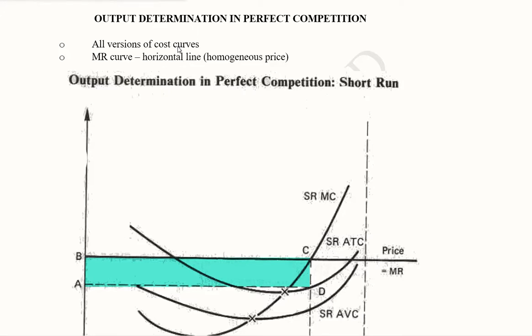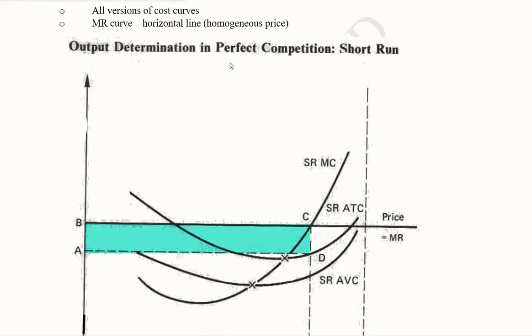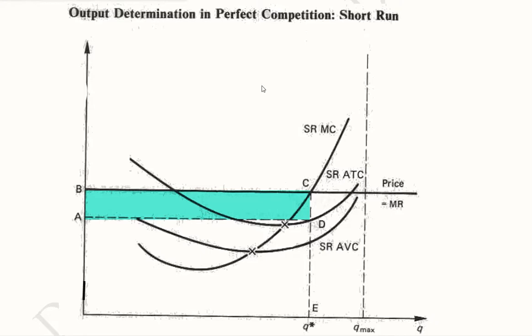We are using all of the cost variants that we studied in the short run: marginal cost, average cost, and all those variants. And we have a marginal revenue curve, which is a horizontal line, because in perfect competition the price is given and is determined by the market forces and is not influenced by the sellers or the buyers. So this is the price and marginal revenue curve. This also shows the demand in case of the perfect competition. This is the short run marginal cost curve, this is the short run average cost curve, and this is the short run average variable cost.